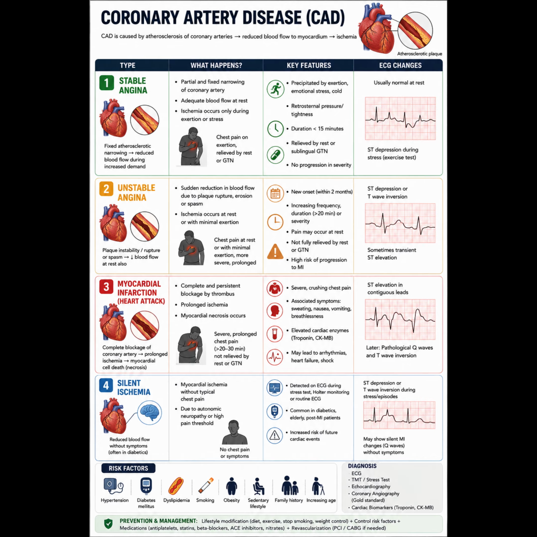Second is unstable angina, in that there is a plaque instability or rupture, so decreased blood flow at rest also. ECG showing ST depression or T wave inversion. Third is MI, there's a complete coronary artery blockage, necrosis is there, so ECG shows ST elevation. And the silent MI, decreased blood flow without chest pain, so ST depression or T wave inversion will be there.